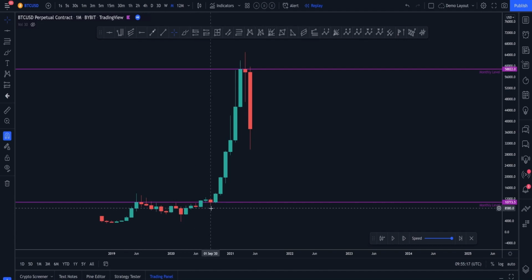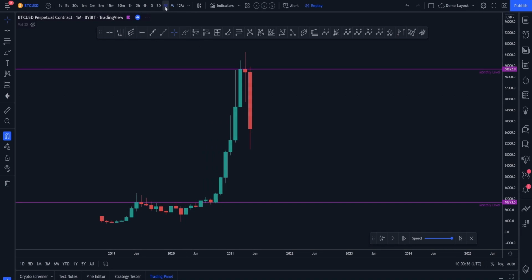Here we can not only see that this monthly level has not been revisited since it was created, but that it also in the past has been a very strong level of resistance, which was flipped to support here. We can also observe that after this monthly level was created at 58,822, it was backtested as resistance the following month, and then a strong rejection followed.